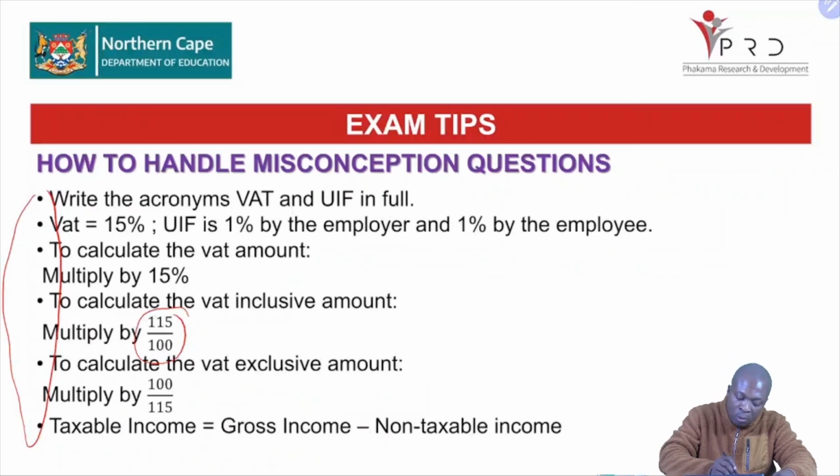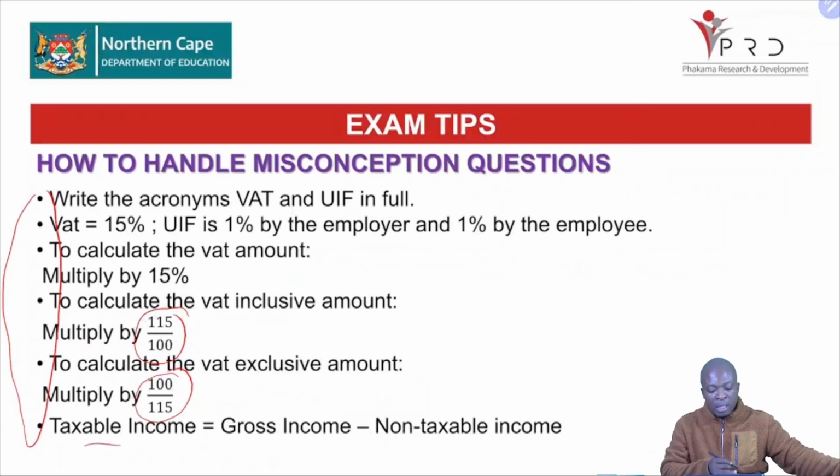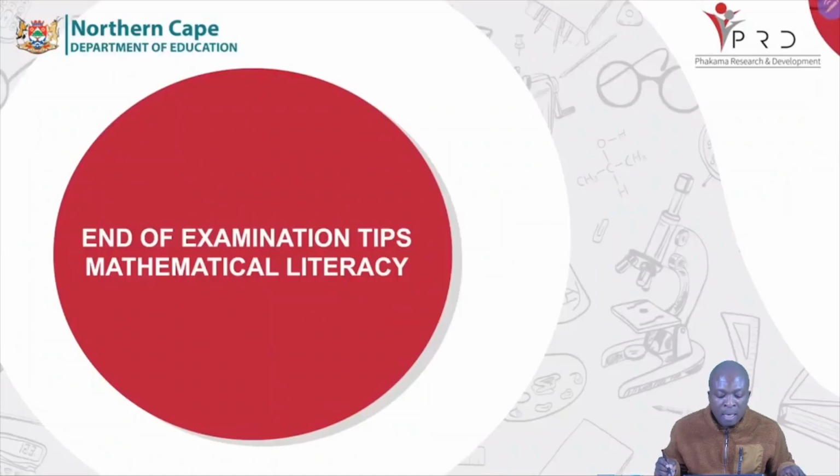If it is VAT exclusive, that's when you multiply by 100 over 115. If they ask you for taxable income, it's going to be the gross income minus non-taxable income. So in order not to bombard you with so many things, as time goes on, I will be giving you bit by bit of exam tips.